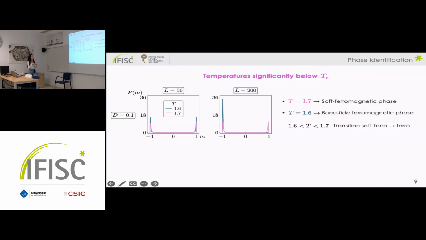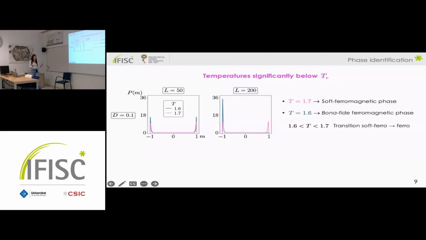But now, if we go to a lower temperature, at temperature 1.6 in blue, we can see that in the small system there are jumps, but in the large system there are no jumps. So at this temperature, the system is in a bona fide ferromagnetic phase. It's true that if simulations were run for a longer time, it's possible that we would also observe jumps at a temperature 1.6 for the large system. And that would mean that at this temperature, we are actually in the soft ferromagnetic phase.